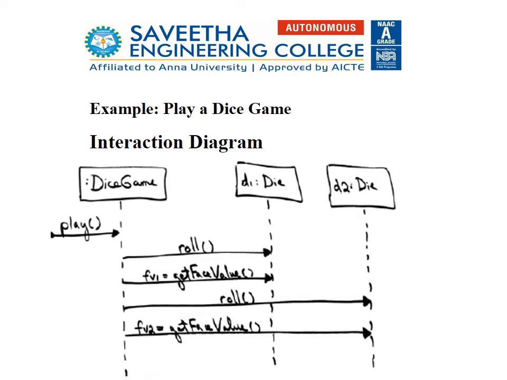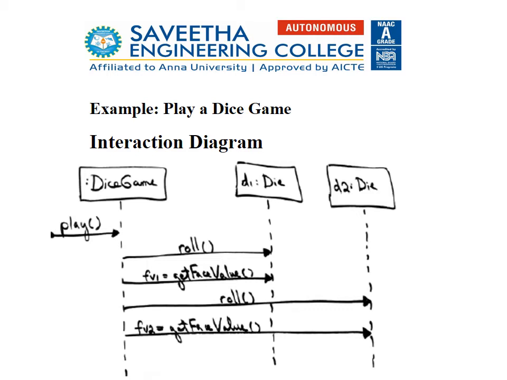The player plays a dice game. He rolls the die, hence it is connected with die. From dice game to die, the operation is roll. So for that we will be defining the codes. He rolled the die. Then the dice game collects the face value from the die class.